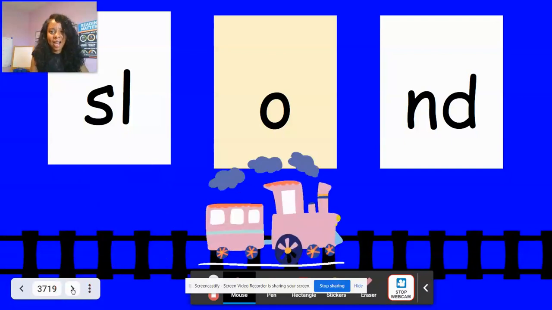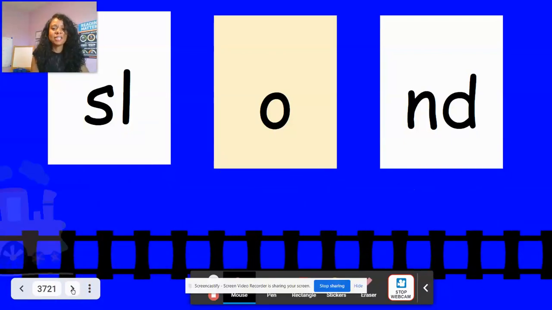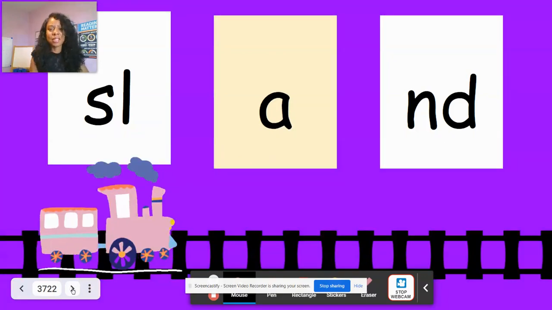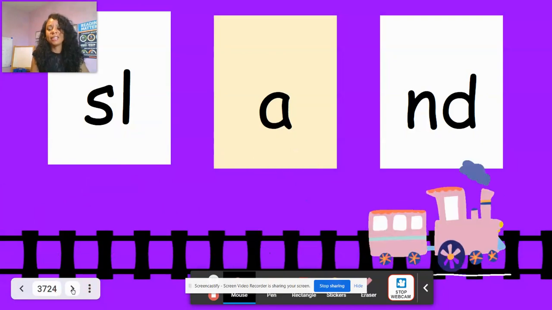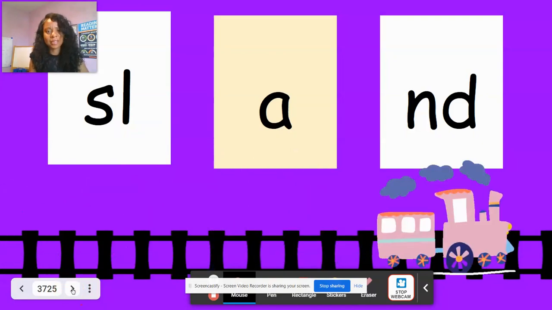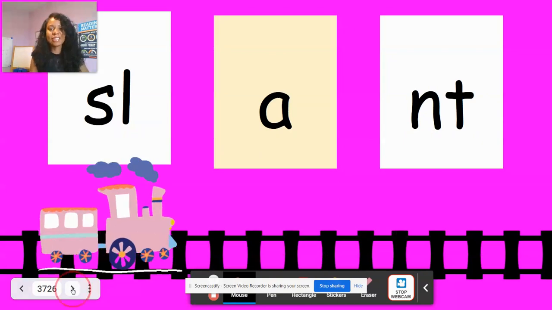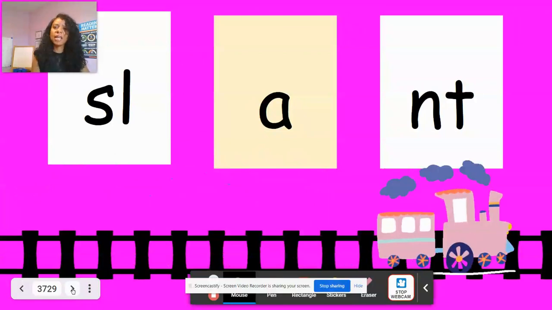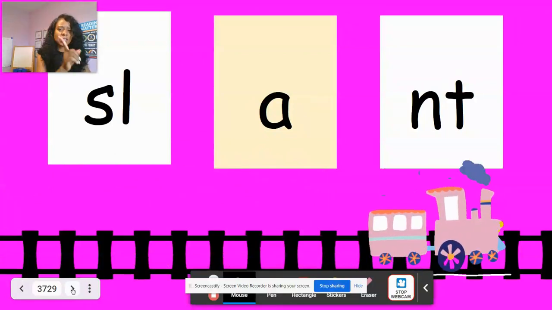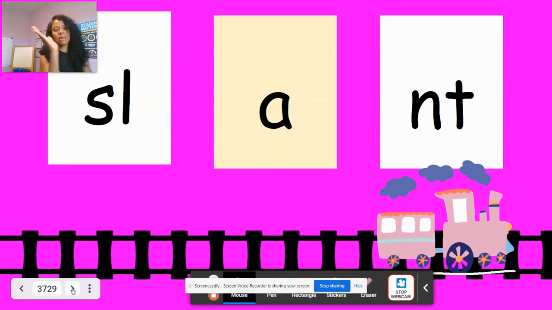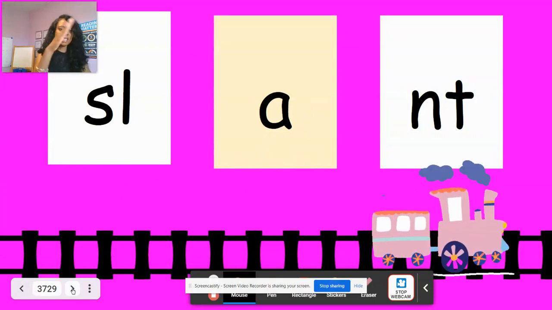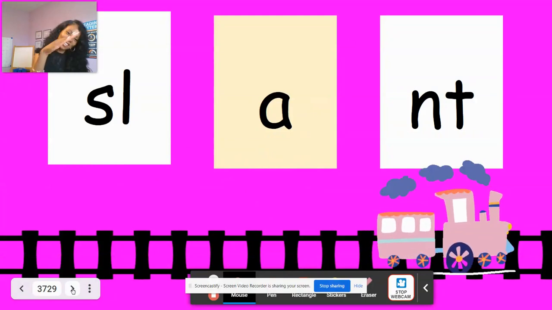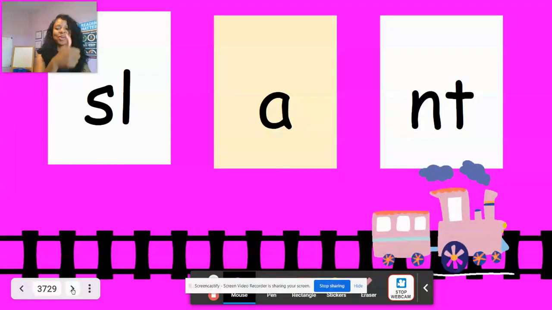Sl, nd, slond. Nonsense word. That means it's not a real word. Sl, nd, sland. Nonsense. Sl, nt, slant. Slant. Oh, like you can draw a slant line or you can sit at a slant. A slant means like sideways. Like this is straight and this is a slant. Can you move your hand like this, like a slant, or move your head like a slant? So slant is a real word.